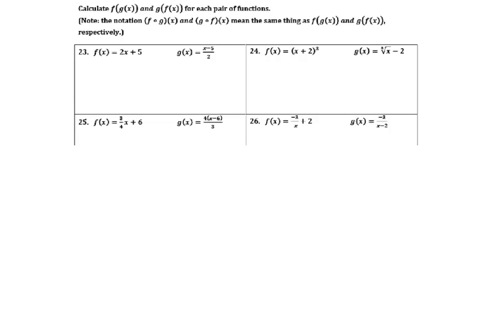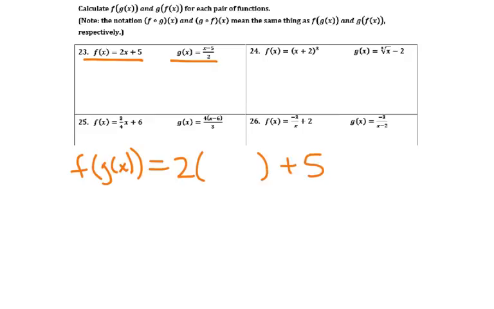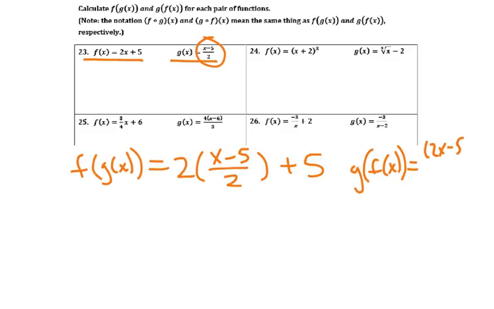So f of x equals 2x plus 5, g of x equals x minus 5 over 2. So if we're plugging them in, if I'm doing f of g of x, then 2, but instead of x, we put in g of x, so that would be x minus 5 over 2. And similarly, doing it the other way, g of f of x, we'd have 2x plus 5, minus 5, over 2.